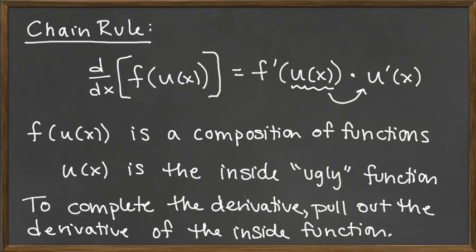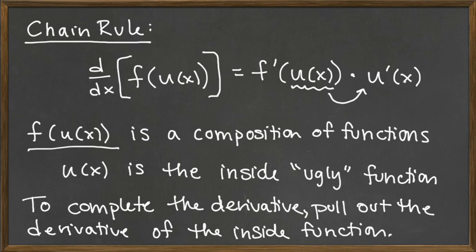The chain rule is the derivative rule used to take the derivative of a composition of functions. Here we have f of u of x, a composition of functions. u of x is that inside function. I usually think of u of x as the, quote, ugly function that we wish wasn't quite so ugly.